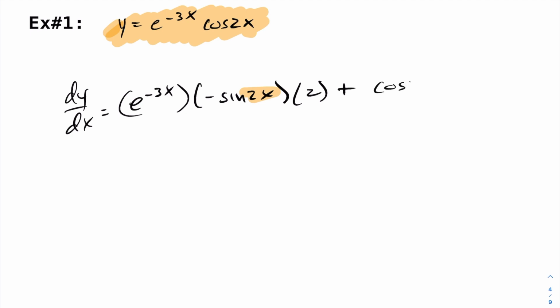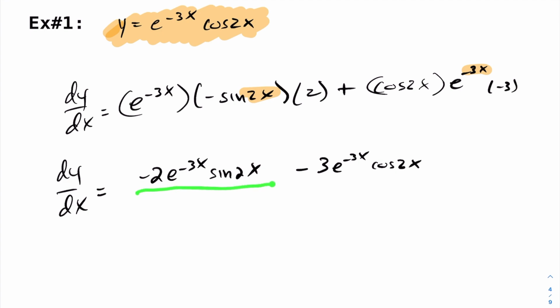Plus your second function, in this case cos of 2x, times the derivative of e to the negative 3x will be itself. But again, that was not just an x, so using the chain rule, the derivative of negative 3x is negative 3. Cleaning this up, we get negative 2 e to the negative 3x times sine of 2x minus 3 e to the negative 3x cos of 2x.